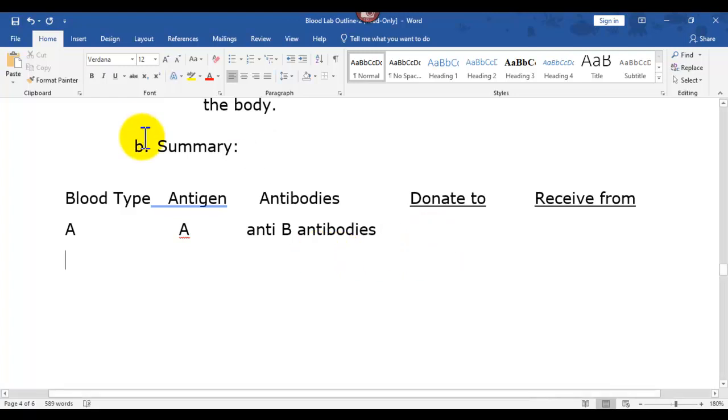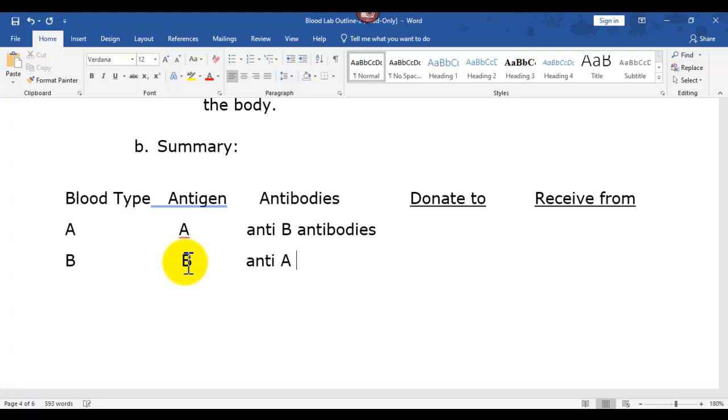Now, if you are type B blood, I think I can go across. There we go. That means you have the B antigen. And guess what? If you have the B antigen, as a result of that, you're going to develop anti-A antibodies. That's how that would work.